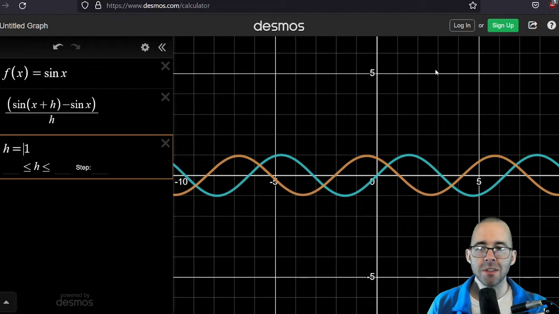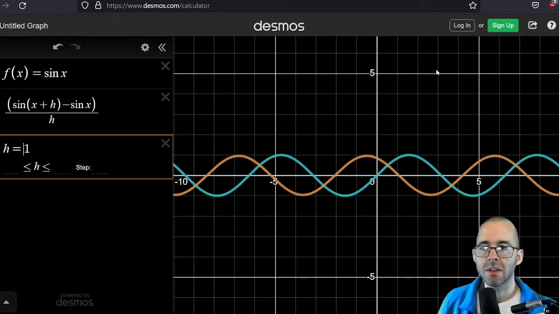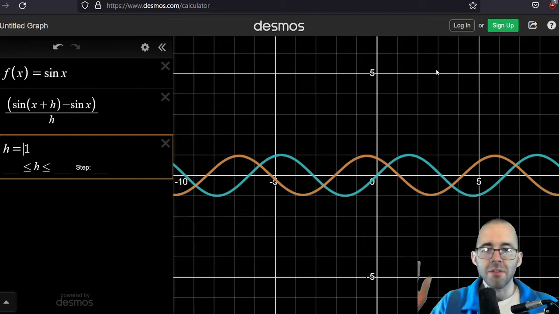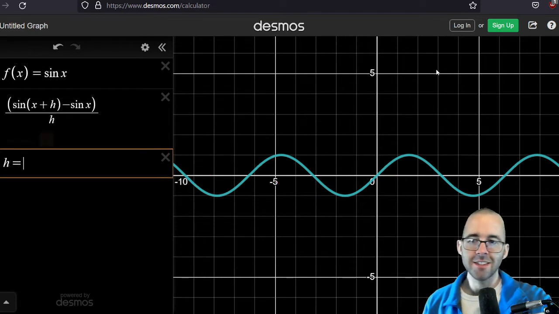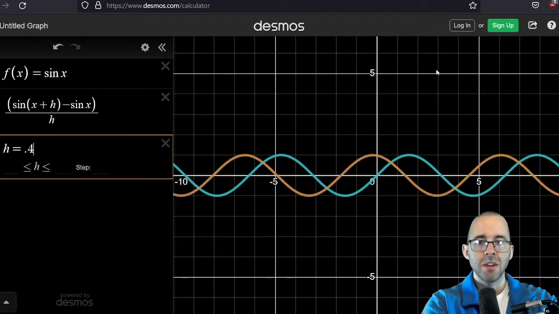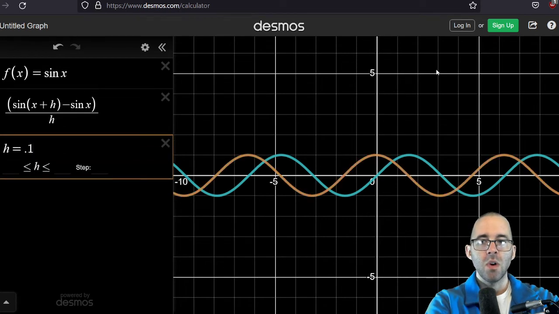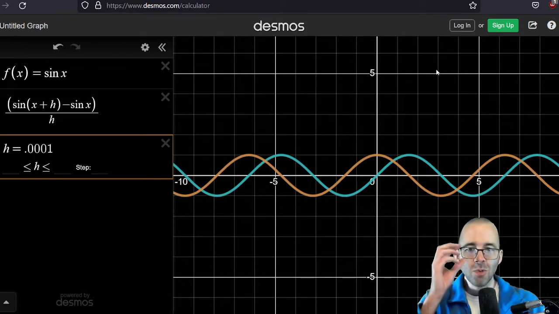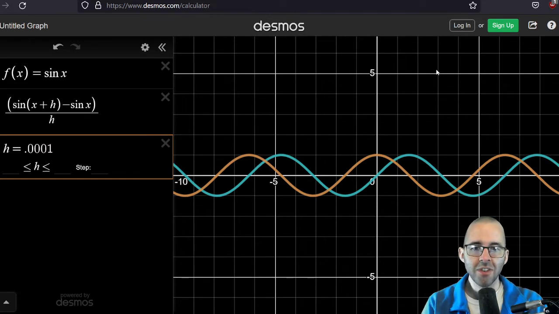So let's look at what happens as we make h smaller and smaller. It's at 1 right now. Let's make h a little smaller, 0.5. A little smaller, 0.3, 0.2, 0.1, 0.01, 0.001, 0.0001. As h gets really small, what does this orange graph look like?